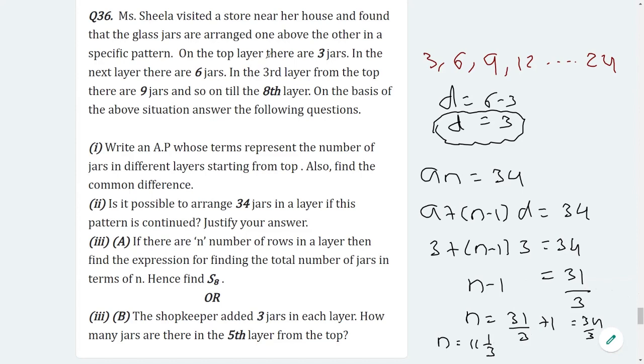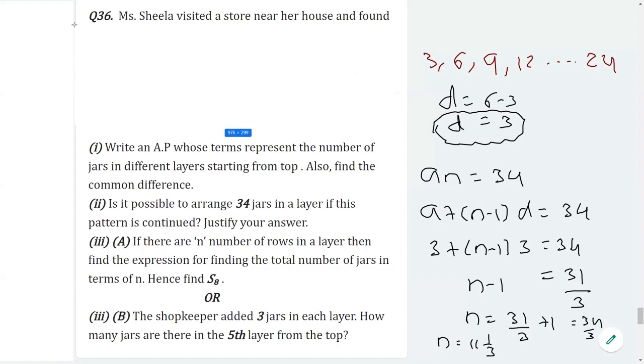That is the third part. Let me make space for the third part. I'll be using this space. Now in the third part, it says if n is the number of rows in a layer, then find the expression for finding the total number of jars in the nth row.